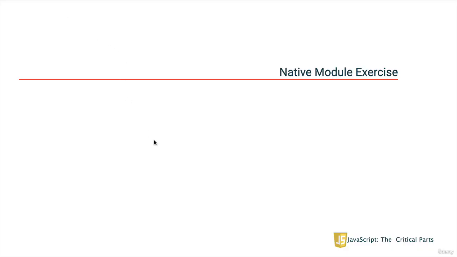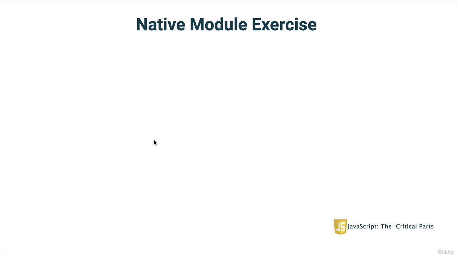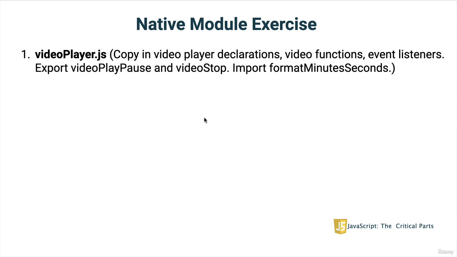Now, to help you with this task, I've outlined the steps that are necessary. If you want a bigger challenge, you can go ahead and try it without these steps, but here is an outline of the things you need to do in this exercise. So first, with videoplayer.js, you want to copy in all the video player declarations, all the different parts of the video player, the video functions, and the event listeners to all of those different parts, the controller, the pause, stop, video player itself. And you'll need to export video play pause and video stop, those two functions, and then import format minutes and seconds. That's one utility that's used within one of the functions.